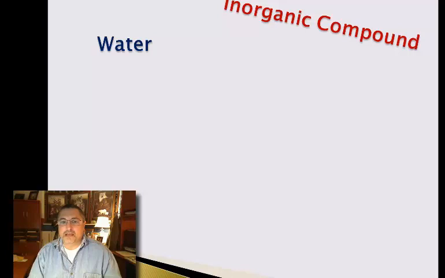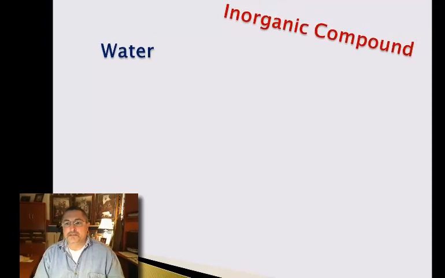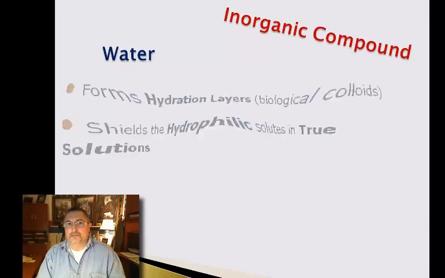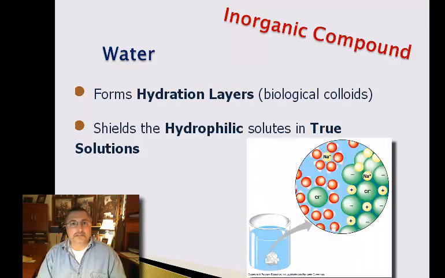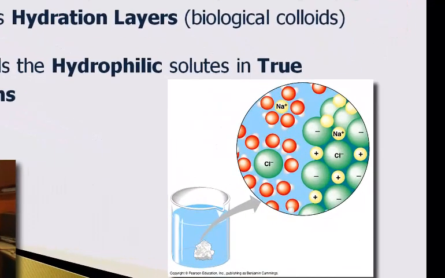Water also, by having this polarity, sets up an environment in which we can have biological colloids, in which we can take charged proteins and submerge them within the water molecules and protect them and move them through. This is called hydration layers or biological colloids. It also allows us to take other polar molecules, such as the sodium and chloride ions, the positive and negative charged ions, and keep them separated in solutions.